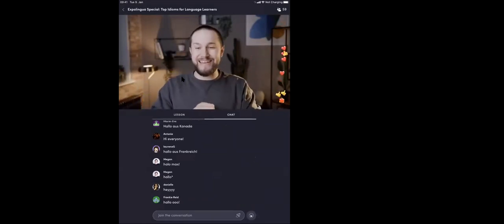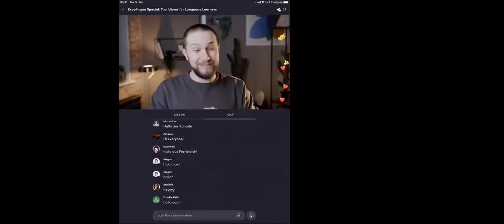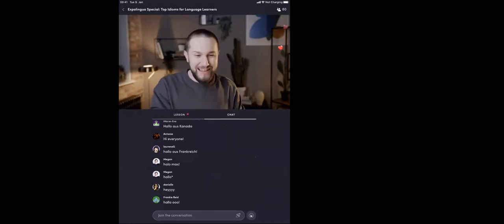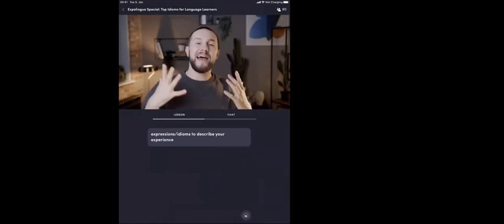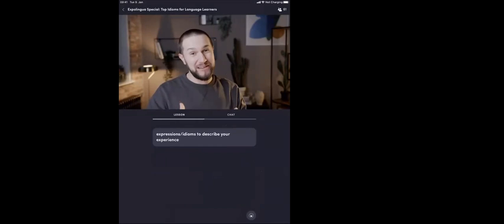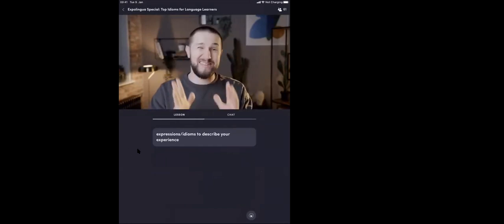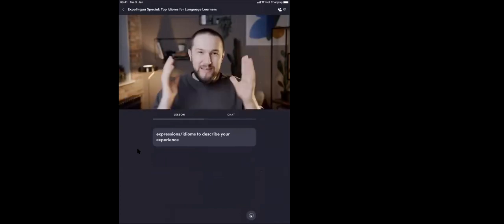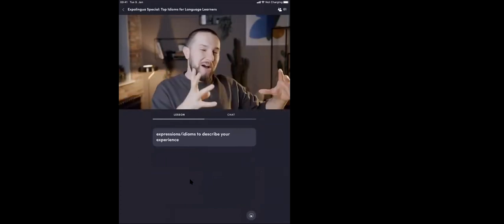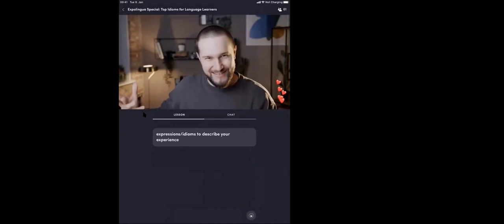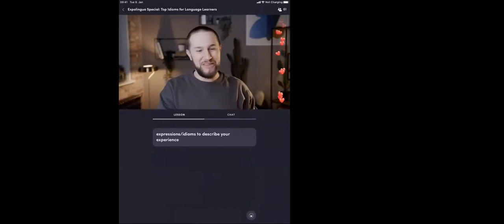Absolutely, I can relate to this as well with my language learning experience. So today we're looking at expressions and idioms to describe your experience in the German language. And what I love in the German language is how expressive some of the words can be. Like a single word in German is a full sentence in English. So we will explore that coming up.